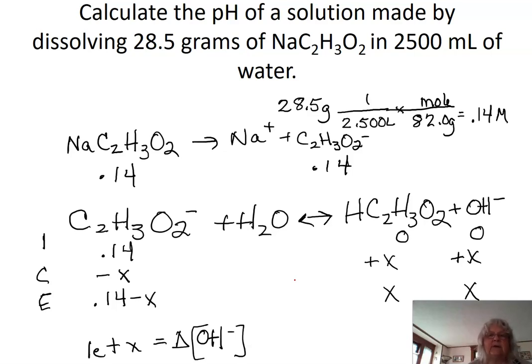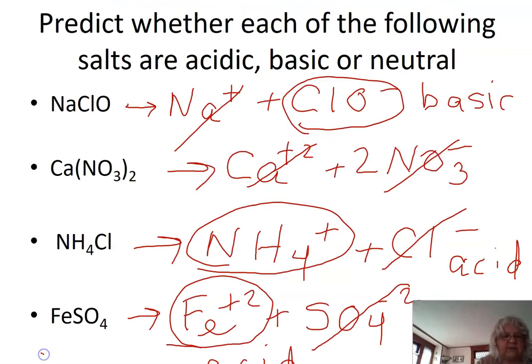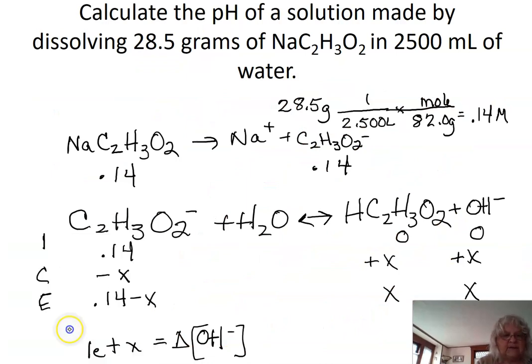So the first thing I did is calculate the concentration, the molarity. I took the mass divided by the volume and used the molar mass to get a molarity. The next thing I did is I wrote the dissociation of the salt. In this first line, what I've done is I've written the dissociation for sodium acetate to sodium and acetate ions. That's a complete dissociation, it's a soluble salt. So if the sodium acetate is a 0.14 molar solution, the acetate ion is a 0.14 molar solution.